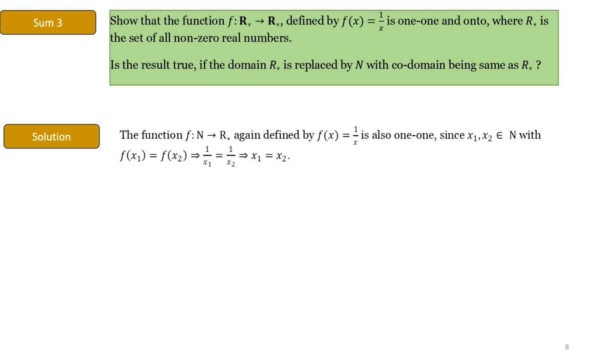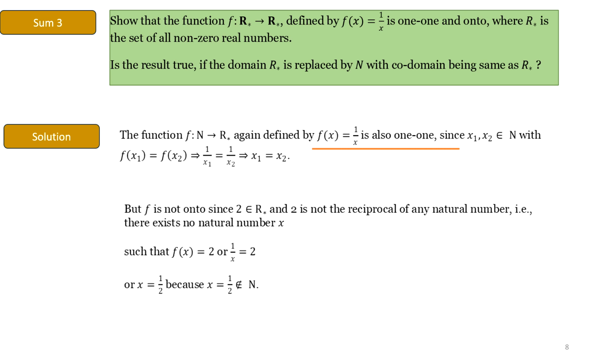Once we replace the domain from R to N, the function still remains one-one as all natural numbers will have a reciprocal which will be a real number. In this case, the reciprocal of the natural number is in the codomain. But f is not an onto function. Consider a natural number, say 2, in the codomain. Its pre-image is 1/2, which will not be present in the domain, because the domain is a set of natural numbers only.